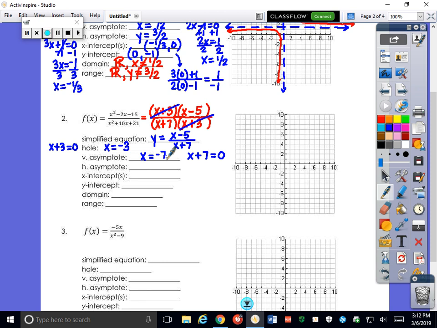Horizontal asymptote, you've got to look at the degree. Remember, we're using the simplified equation. So this is what we're using. Degree of the top is 1, degree of the bottom is 1. They're the same. So you're going to refer to the leading coefficients, and that's 1 divided by 1. So my horizontal asymptote is 1.